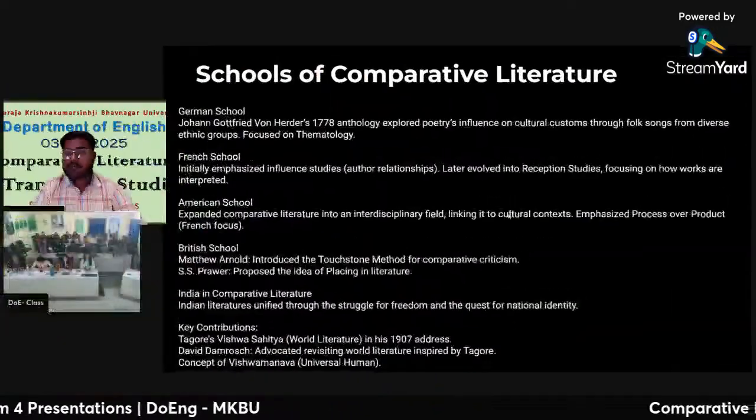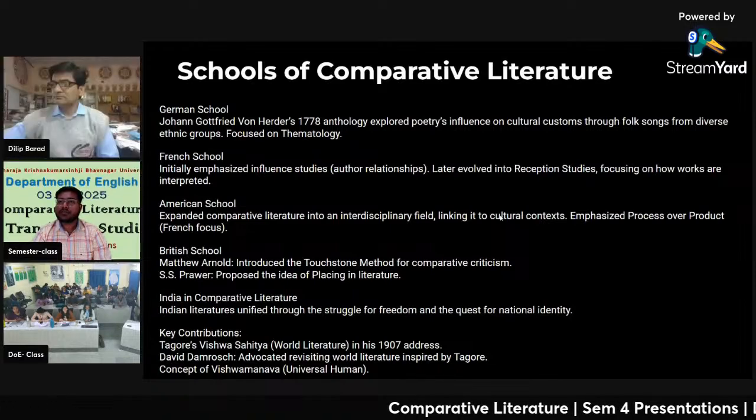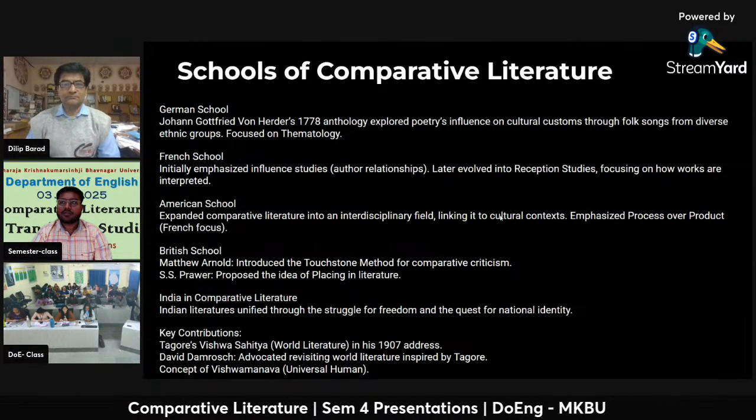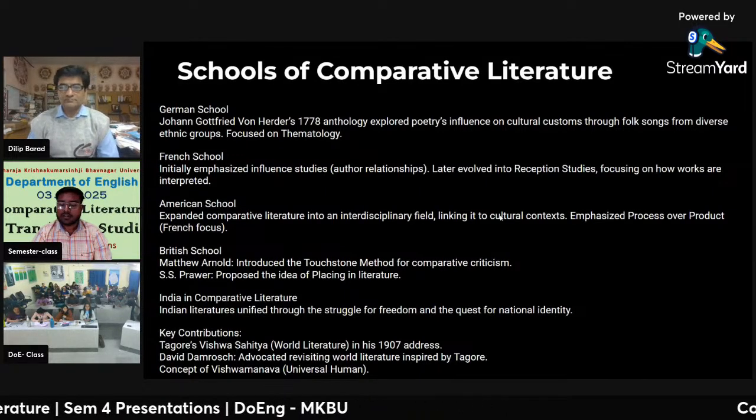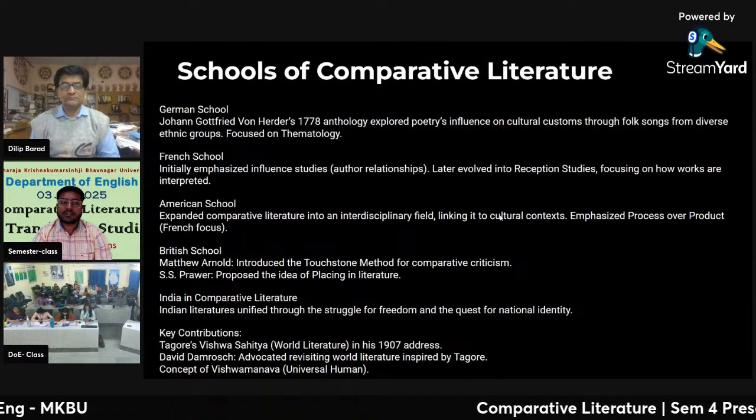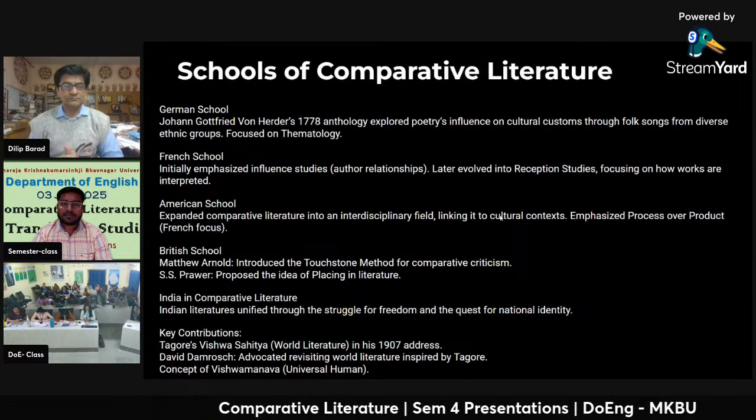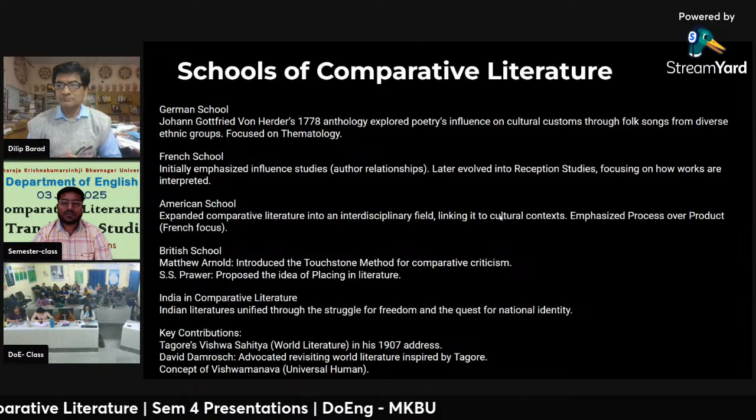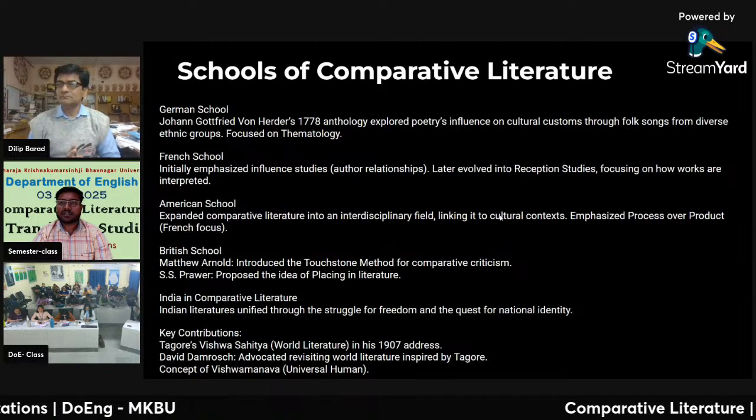So first of all, comparative literary study, we are all aware that it is an academic field that involves the study of different literary texts, and it examines the interrelationships between different literary texts from different cultures and genres. So comparative literature is divided into four major schools. They are German school, French, American, and British.